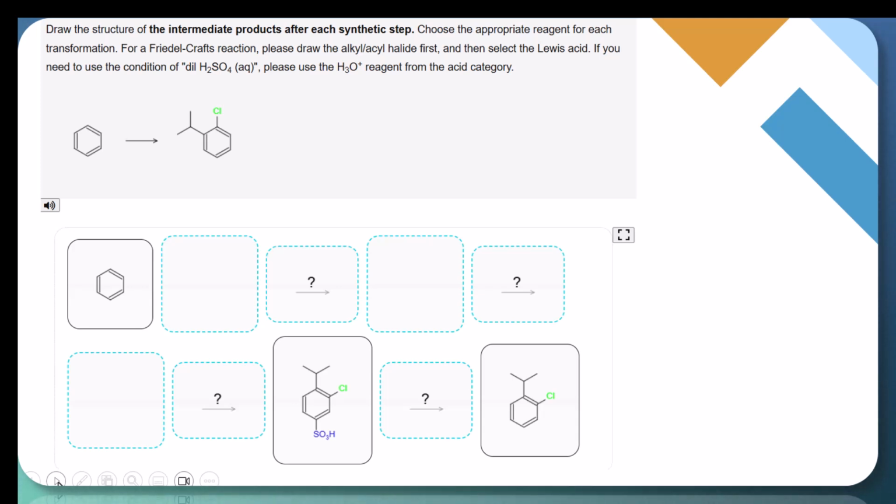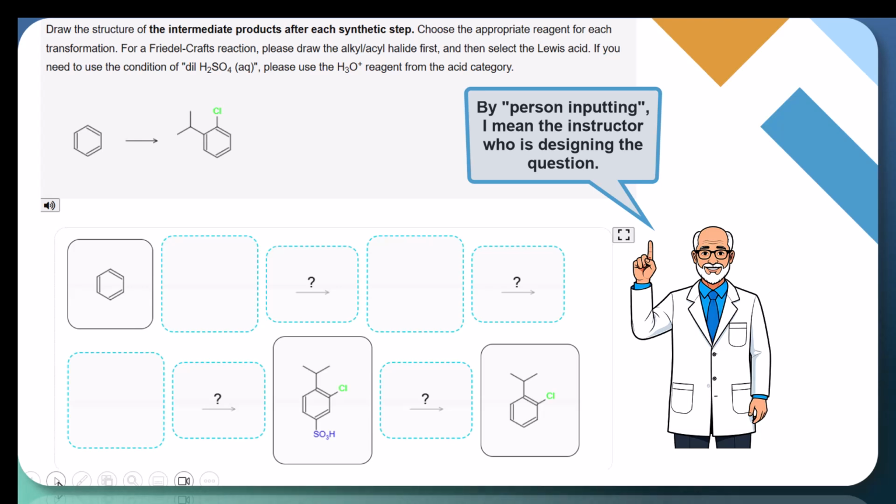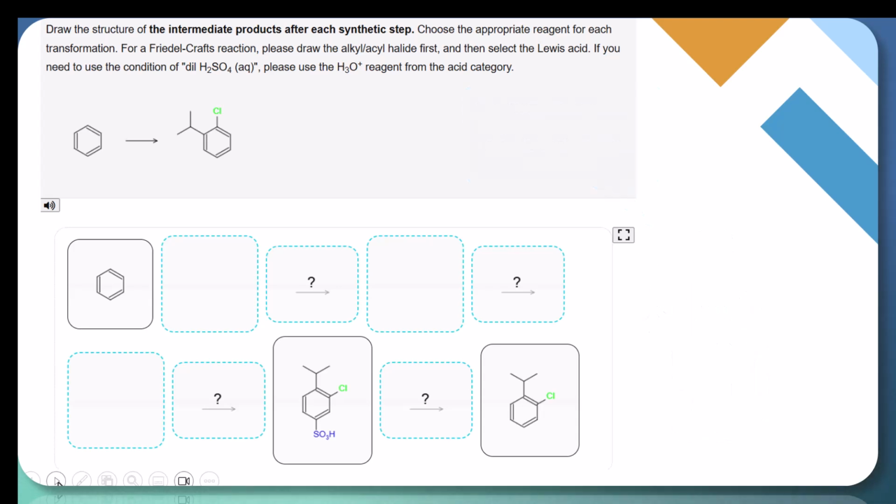So this is a templated synthesis sort of problem. And by the way, the person inputting the question here can decide what is shown and what needs to be filled in. The larger boxes are structures that you draw in, and those arrows with question marks would be the reagents that would be necessary. So you can scaffold this quite nicely.